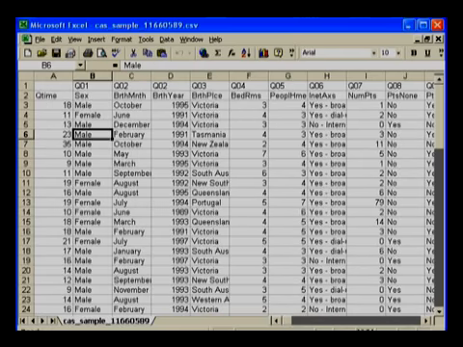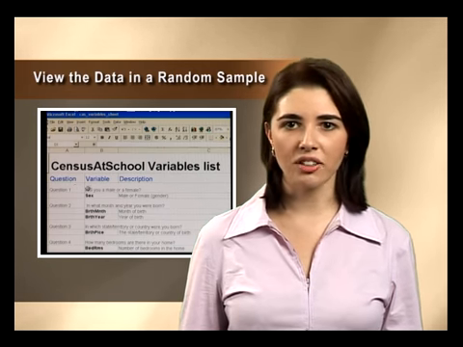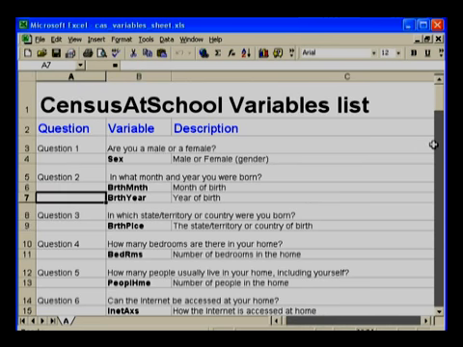Please note that some questions will have several columns worth of data. This is because some questions allowed students to select more than one answer. When you scroll down the screen, you will see that each row represents one student's responses to the questionnaire. The other document that is generated with the random sample is the variable sheet. This sheet allows you to read the full version of the question that corresponds with the resulting data.